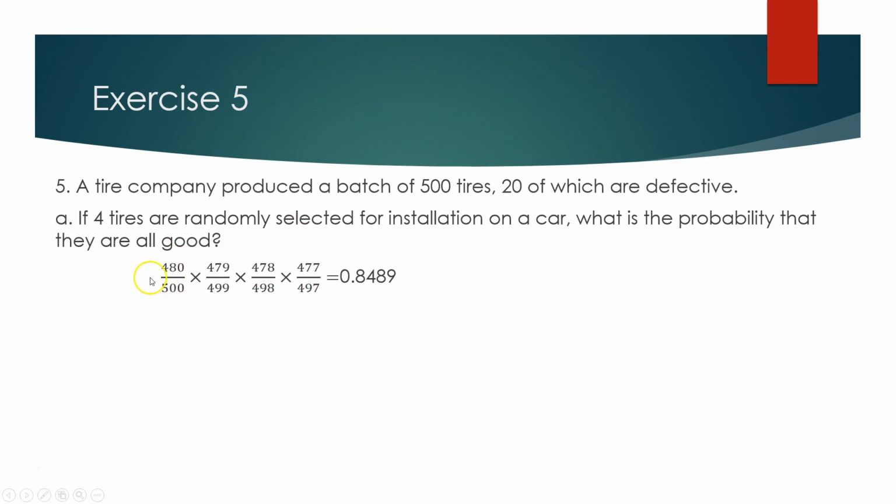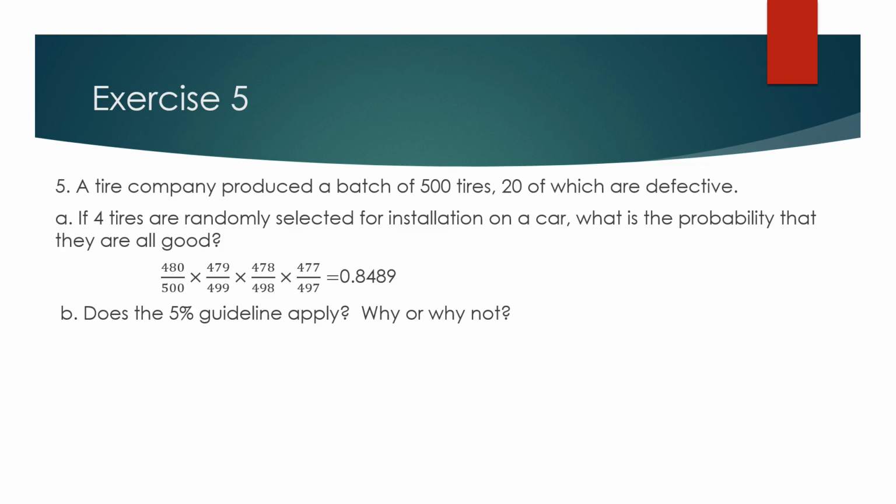So we want a good tire, and a good tire, and a good tire, and a good tire. So if you multiply all of these, this is an 84.89% chance. In my opinion, this is not high enough for something like tires that depend on safety so much. But the numbers are convenient, which is helpful.